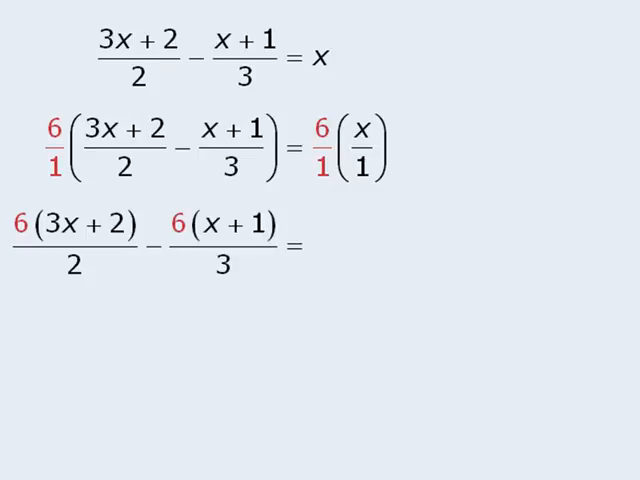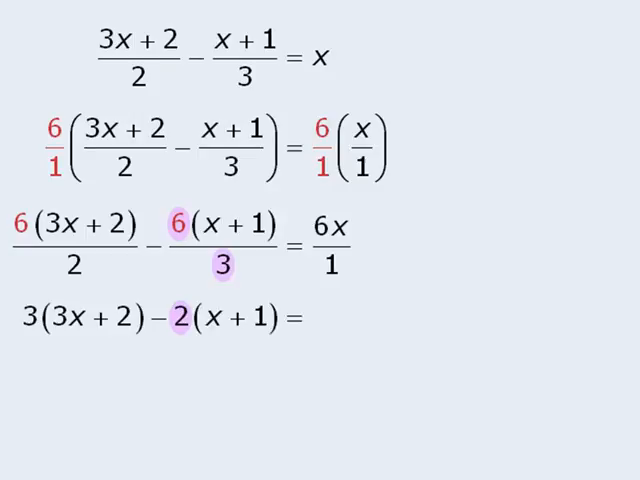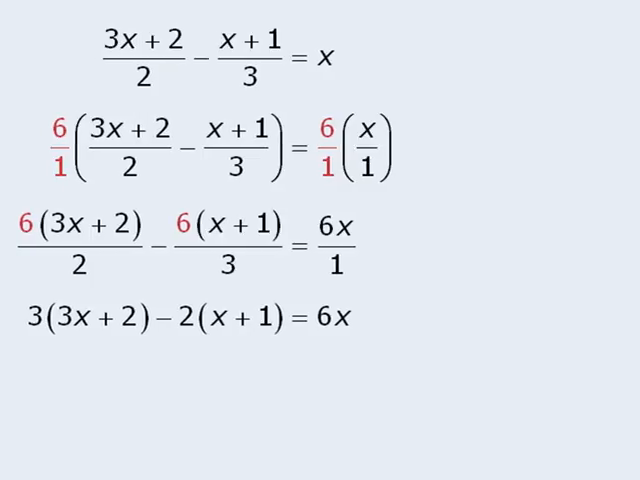On the right-hand side, 6 over 1 times x is equal to 6x over 1. At this point, notice that 6 over 2 here can be simplified to be 3, and 6 over 3 can be simplified to be 2. Finally, the right-hand side simplifies to be 6x. Okay, we have now eliminated our fractions.